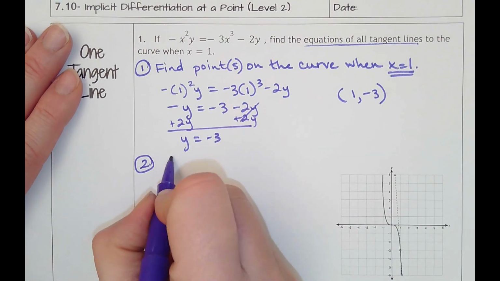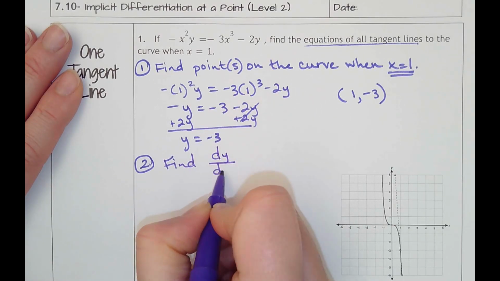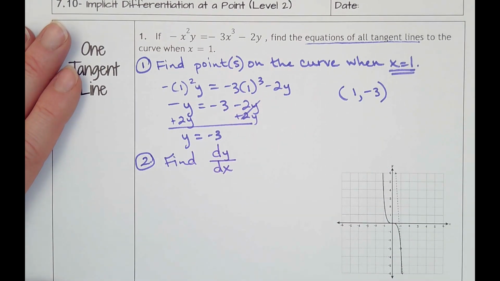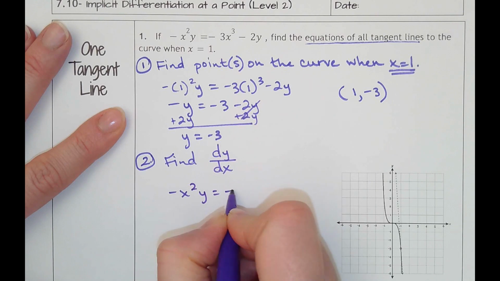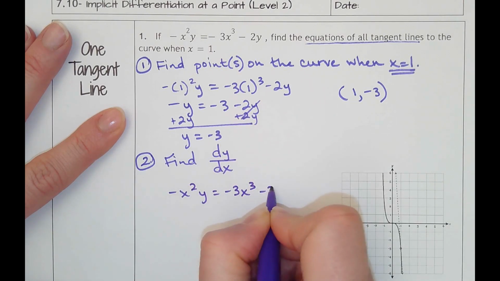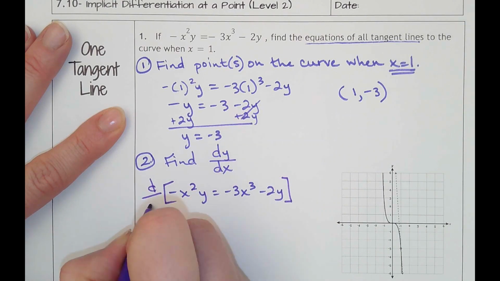Step number 2 is to find change in y with respect to change in x, or with respect to x, or otherwise slope. So I'm going to write the function again. Put brackets around the whole thing. Take this times d over dx.